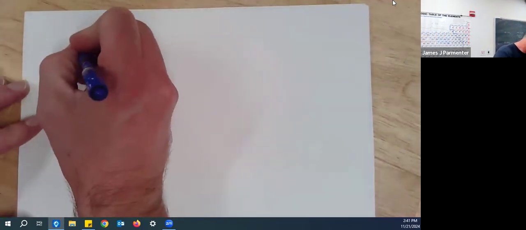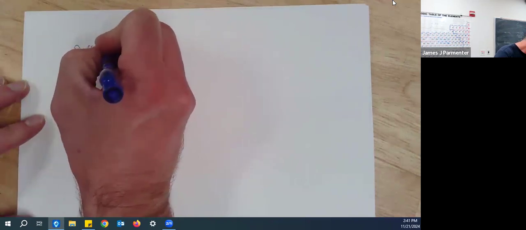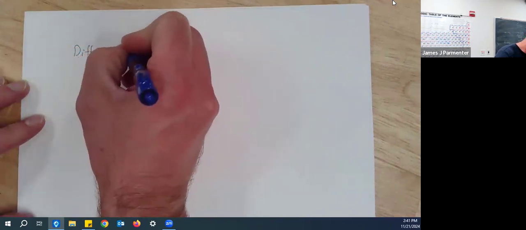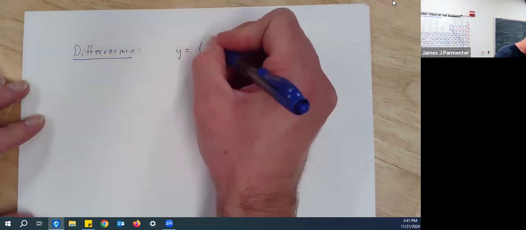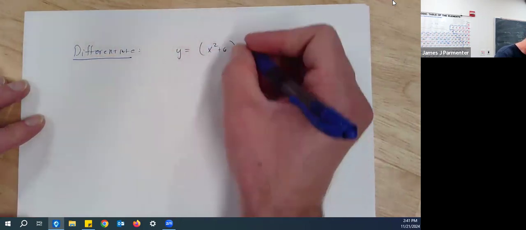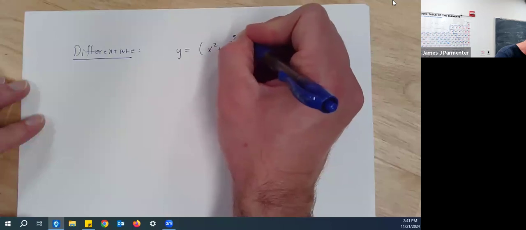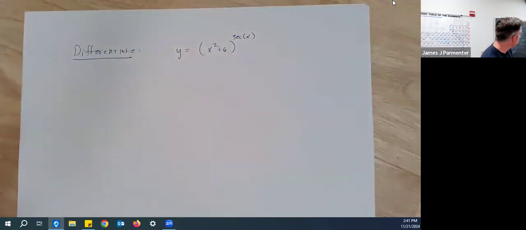So you want to find the derivative of, or differentiate, y equal to x squared plus 6 to the secant of x power. Change it up a tiny bit. Okay, so when I see something like this, where I have something that's vaguely exponential, though exponential is not really the right word because we have variables in the base and the exponent.